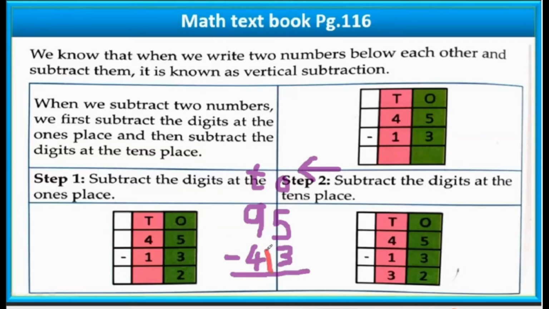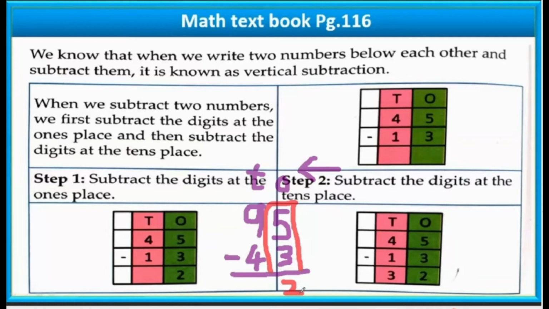So here we have 5 minus 3. 5 in our mind, 3 in the finger. Before 5: 4, 3, 2. So we'll be getting 2 as the answer in the ones place.